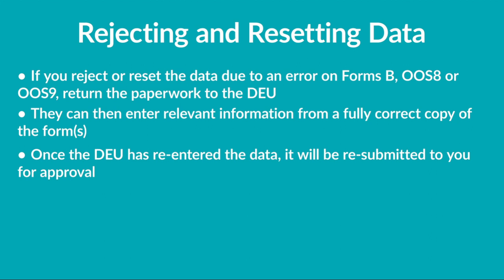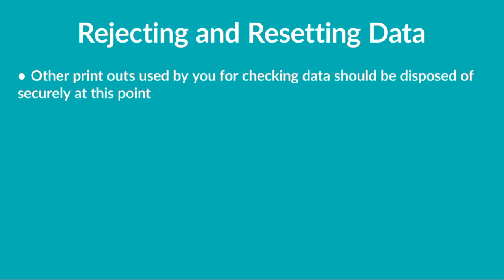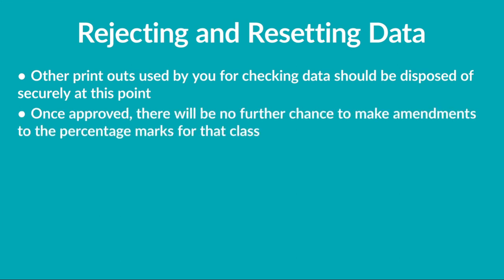When you have approved the data for a particular class, you should use the PDF option to generate and print a PDF of the data and attach it to the relevant Form B, OOS8 or OOS9. Apart from the ones that you've signed and attached to Forms B, OOS8 or OOS9, any PDF printouts used by you for checking data should be disposed of securely at this point. Once approved, there will be no further chance to make amendments to the percentage marks for that class.